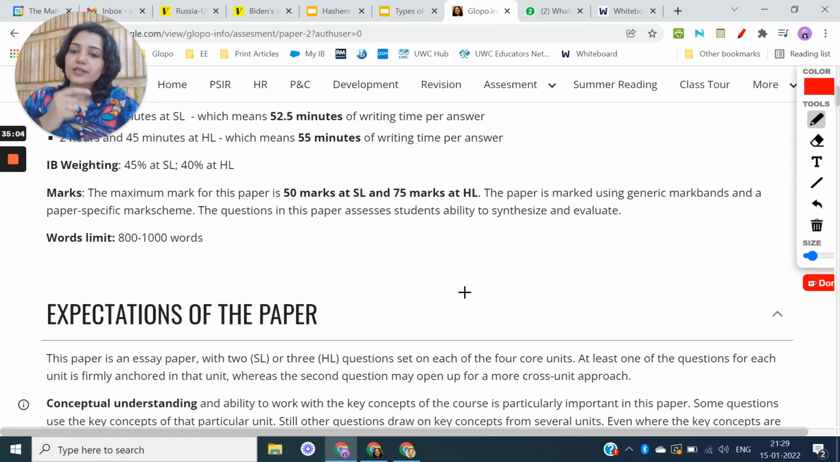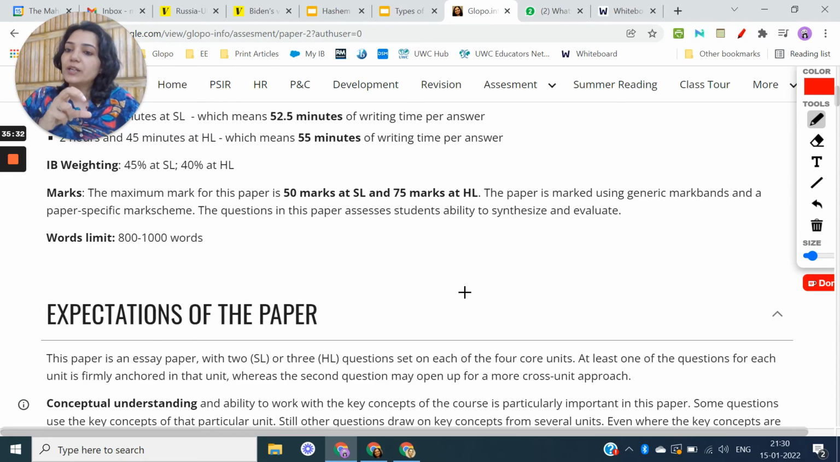I'll repeat it. Introduction, this is creating a hook, right? So that means you are writing something interesting which lets the examiner know that you have understood the question, and this is what the political issue is all about, and this is how the key concepts are connected to this one, and this is the summary of your answer, what the examiner is going to look forward to further. So this is your introduction.